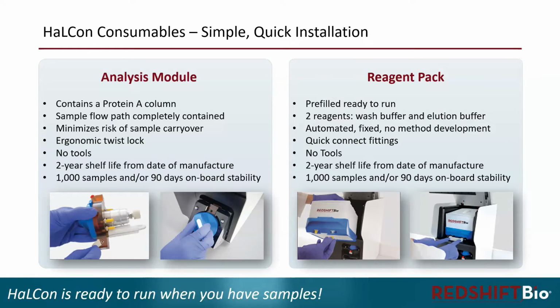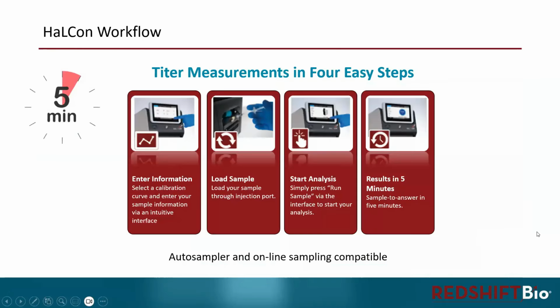You get feedback that it's been clicked into place and appropriately loaded. There is a reagent pack that you put on the instrument. The reagent pack contains the two buffers that are used for washing and eluting the antibodies off of the column, so the scientists don't have to spend any time making their reagents. Also, because everything is set up to run on HaLCon, it really makes for a very user-friendly experience, and it minimizes any downtime or any failures associated with reagent problems that can plague an HPLC.